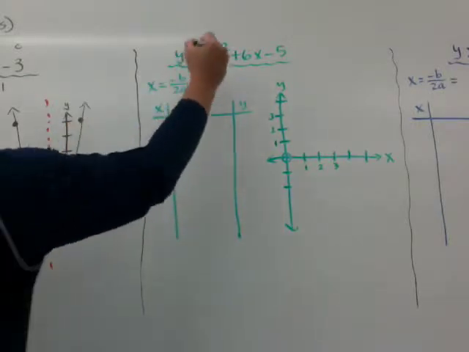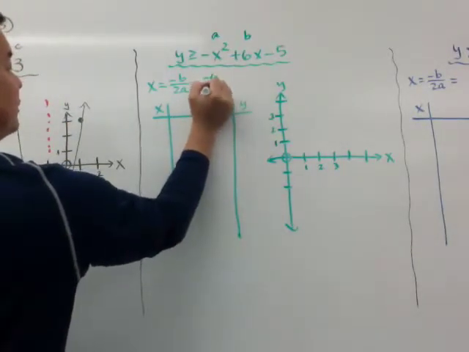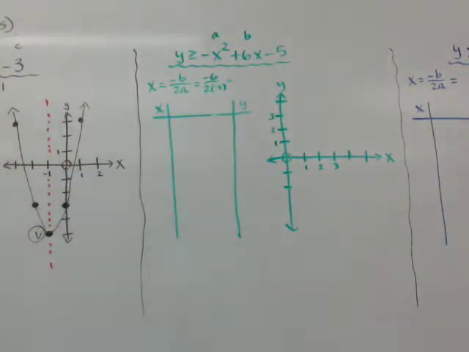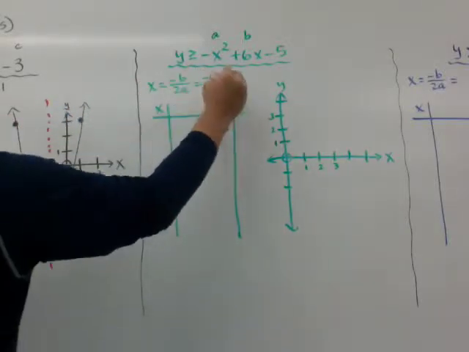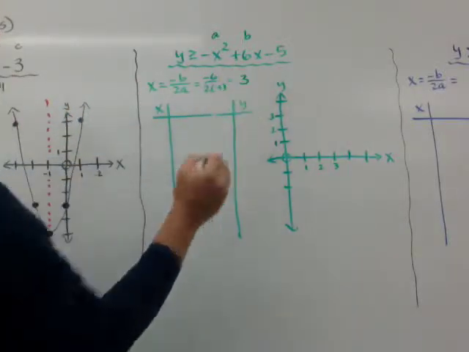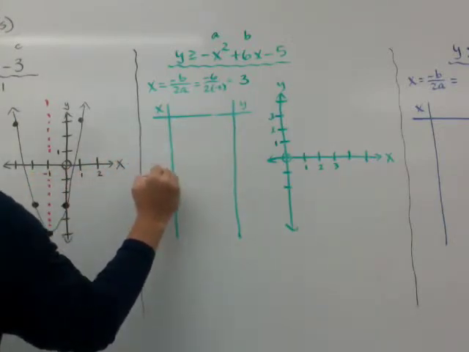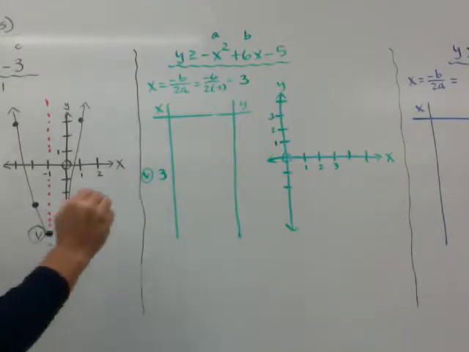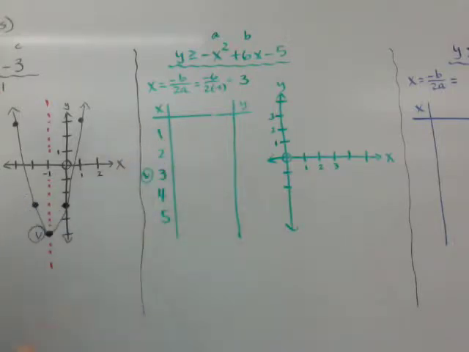So negative b, again, this is my a and this is my b. So it's negative 6 over 2 times negative 1, because a is negative 1 since it's negative x squared. Negative 6 over negative 2 is positive 3. Okay, so again, I put it in the middle over here. This is my vertex, 3, and then I just go up 4, 5, and I go down 2, 1. And now I fill them in.